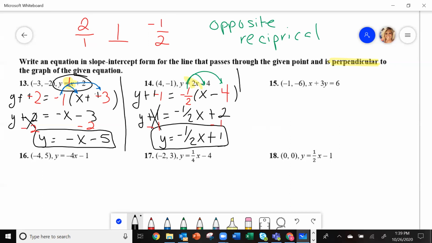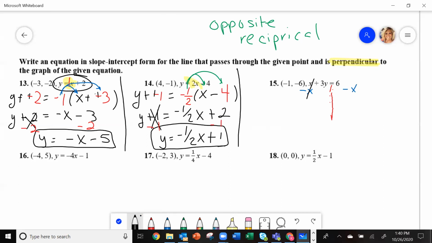Okay, now if you look at number 15, we have to get the slope before we can find out what the perpendicular one is. This is in standard form. We have to put it in slope-intercept form. Okay, that's the biggest mistake. People just go and they assume, oh, well, it's got to be whatever number's in front of x. No, it's got to be in slope-intercept form. So I'm going to subtract x from each side.